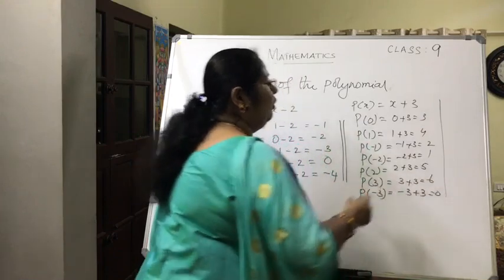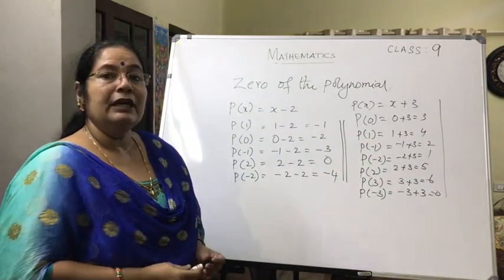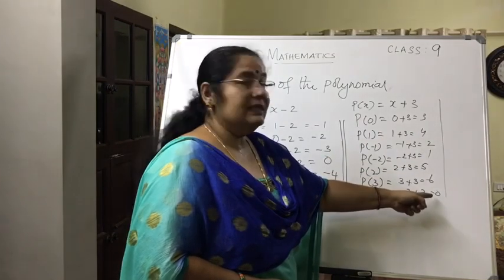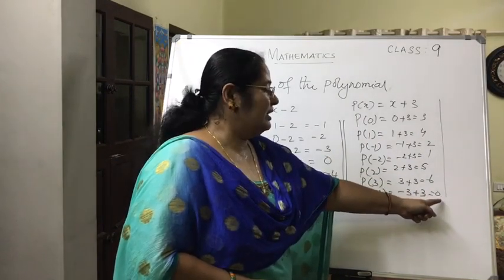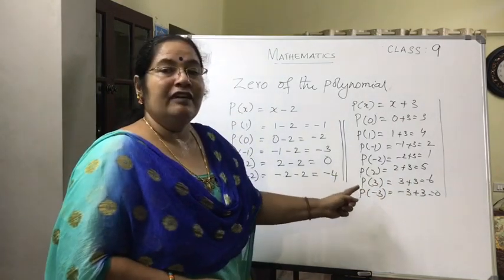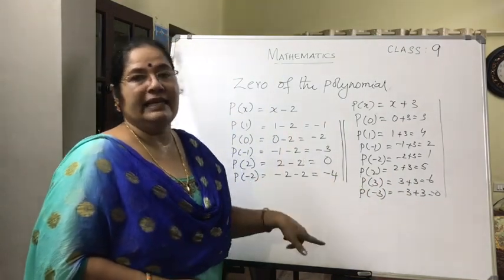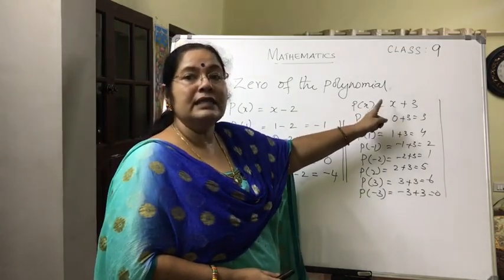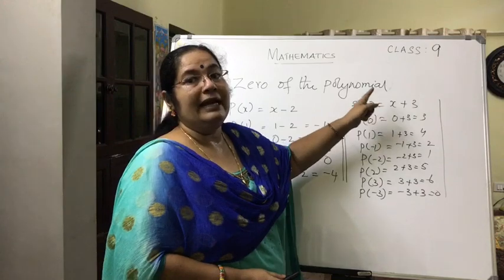Now when you look into all these values of the polynomial, which value is 0 here? This one is 0. When will it become 0? When the value of the variable is minus 3. So minus 3 is the 0 of this polynomial. Which polynomial? X plus 3.